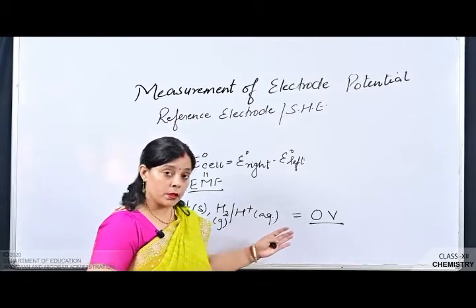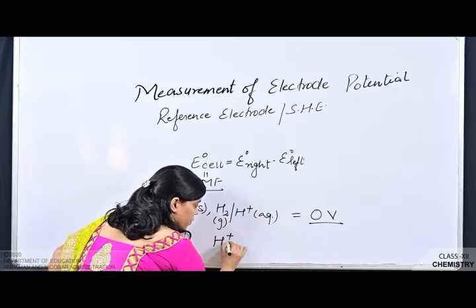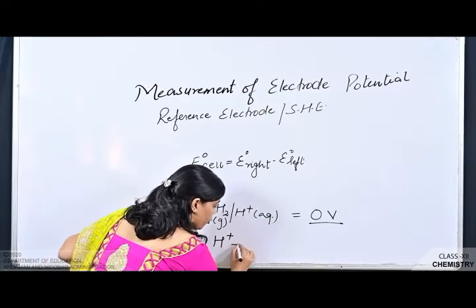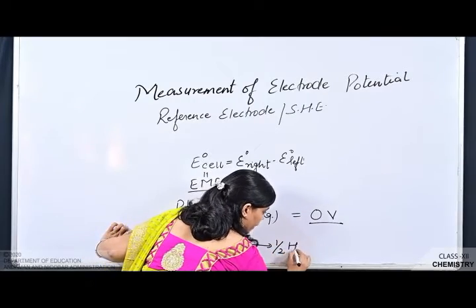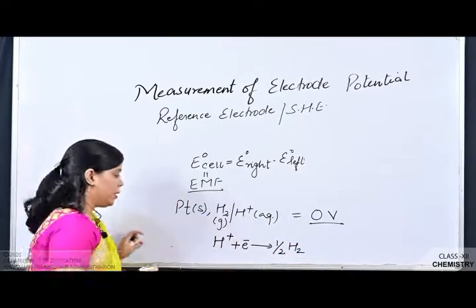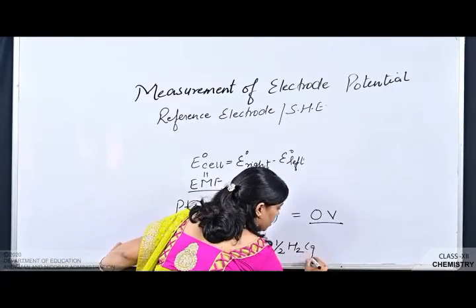The reaction corresponding to this is that the H plus, which is present in the standard hydrogen electrode, gains an electron and is converted into half H2. Here the H plus exists in the aqueous solution, and the H2 is a gas.